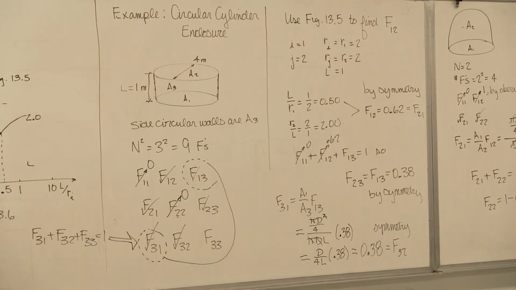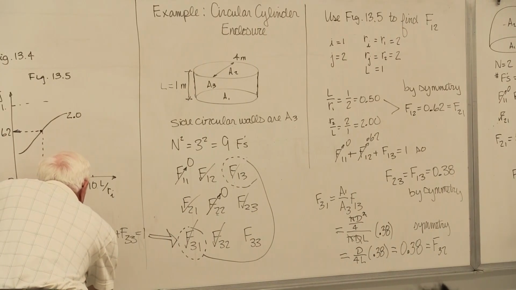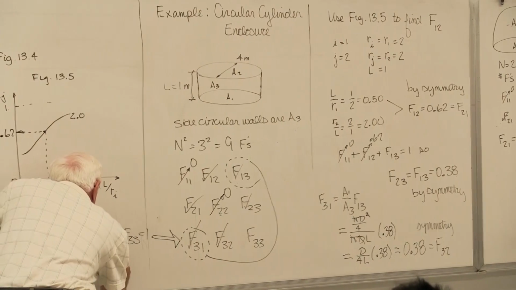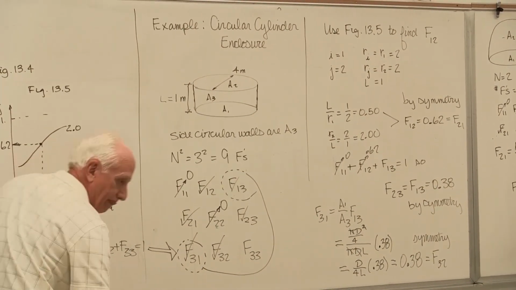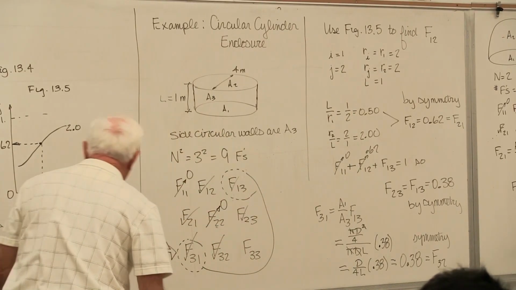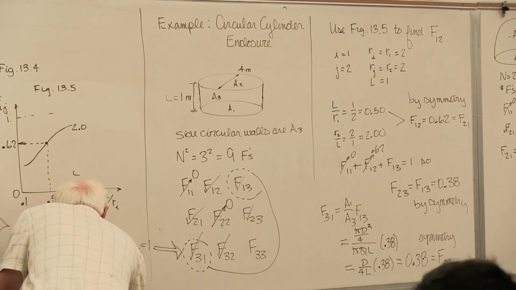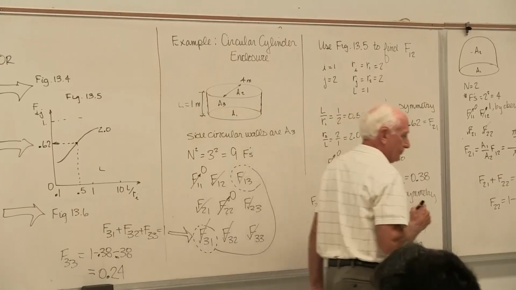From there, F31, 0.38, minus 0.38, F33. F33, 0.24. Got it. I found all 9.